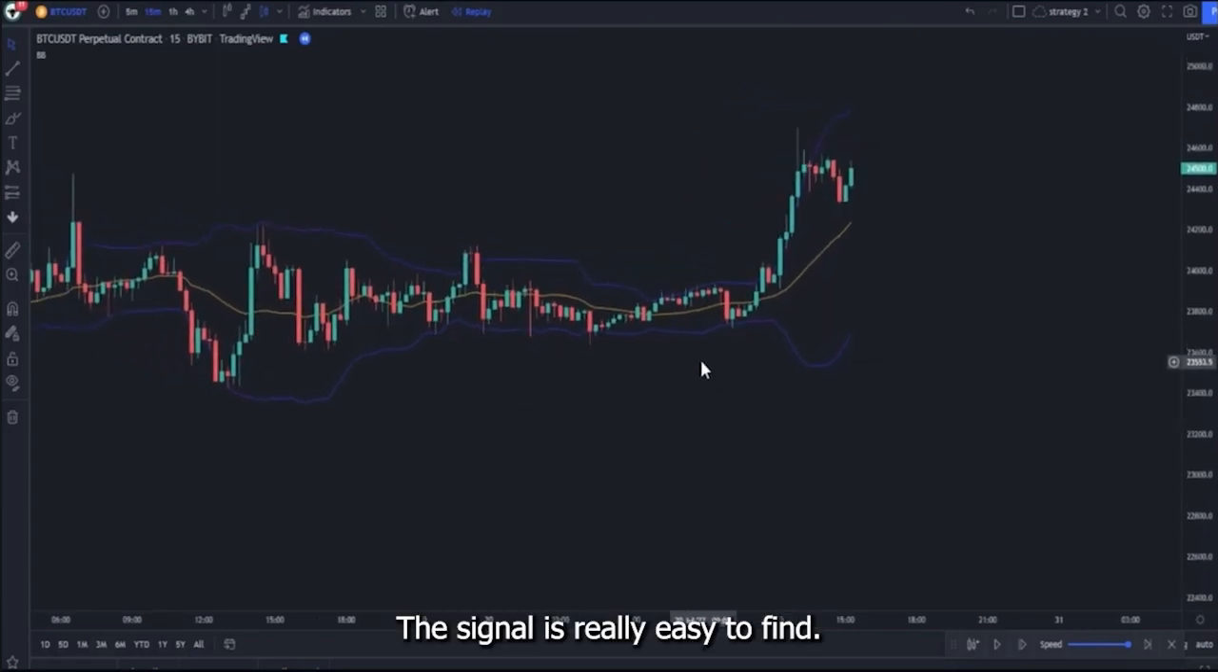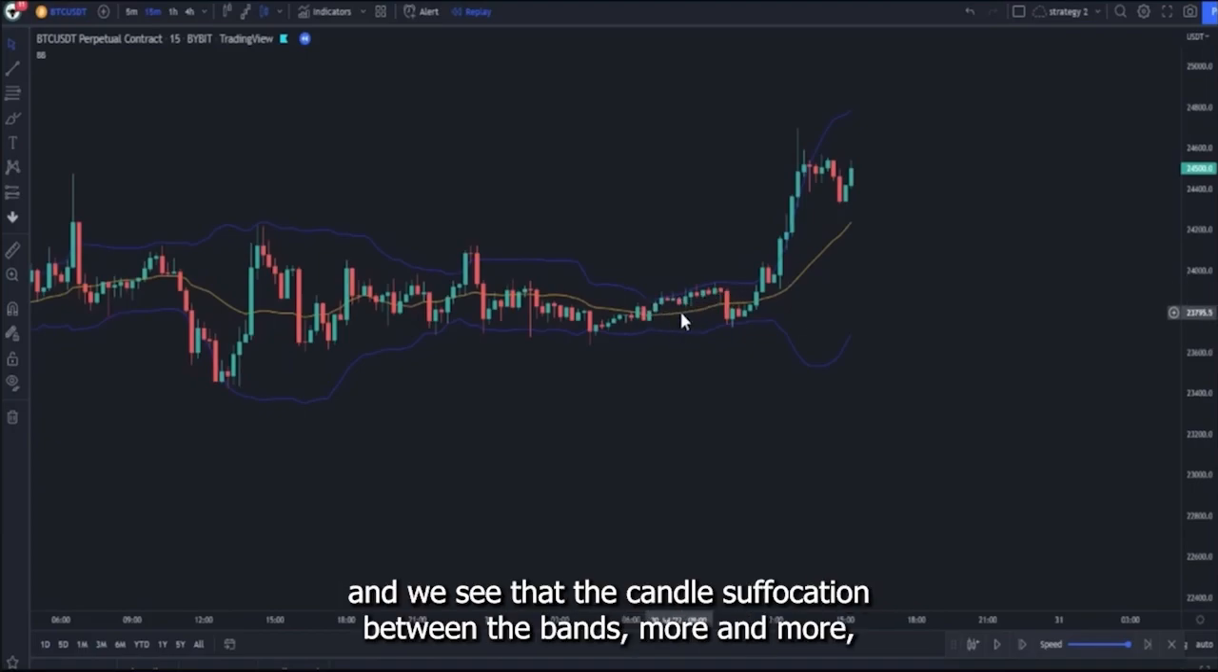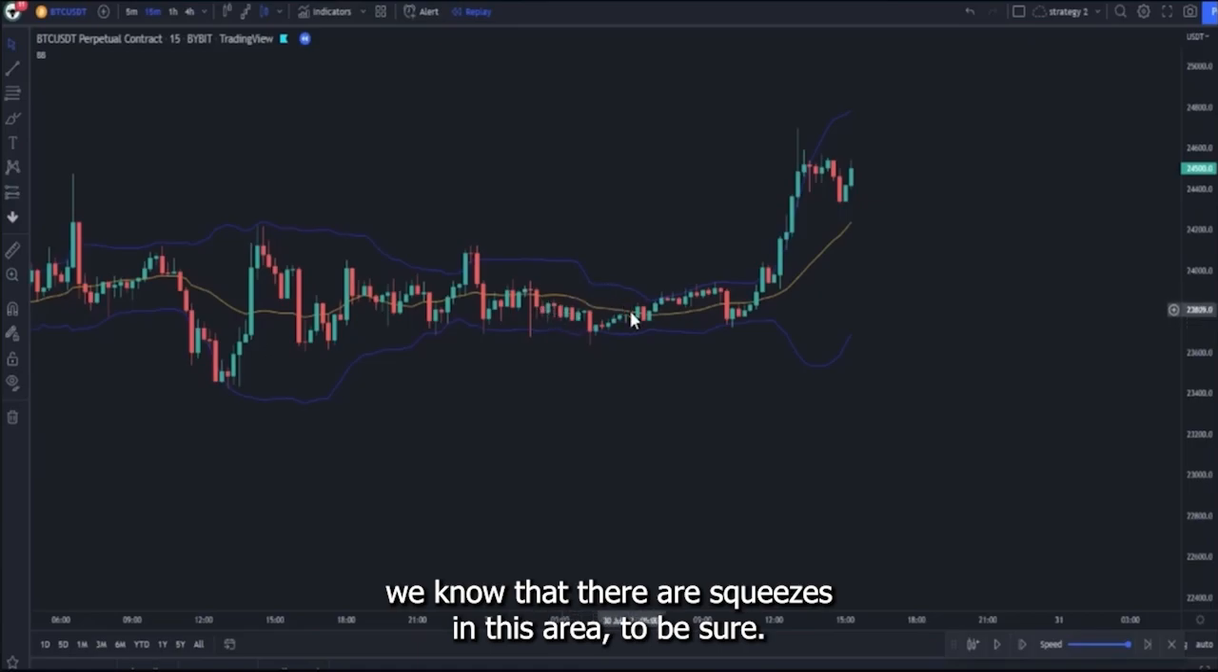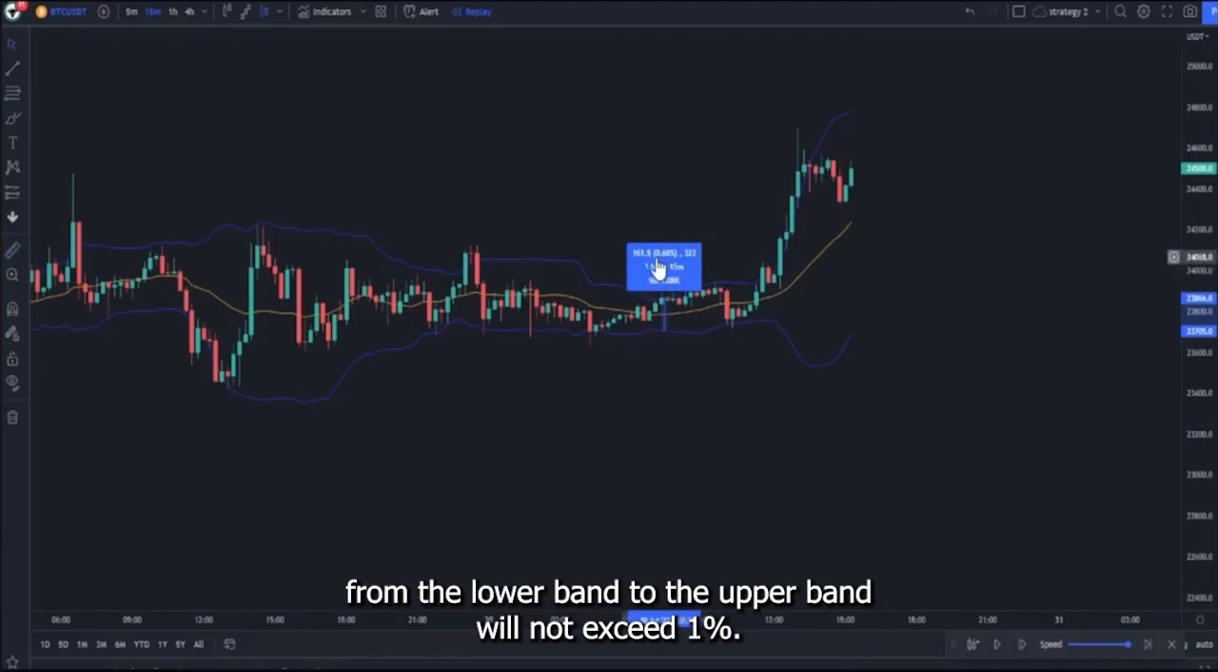This signal is really easy to find. As soon as we see that the lower and upper bands are close to each other, and we see that the candles are suffocating between the bands more and more, we know that there are squeezes in this area. To be sure, use the measure tool from here, and you will find that the ratio from the lower band to the upper band will not exceed 1%.